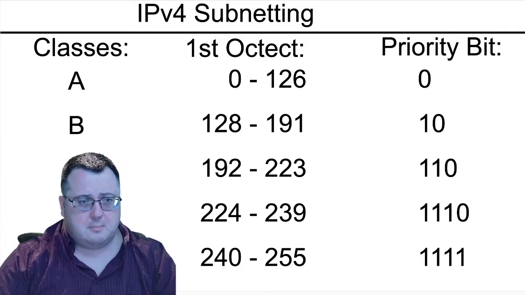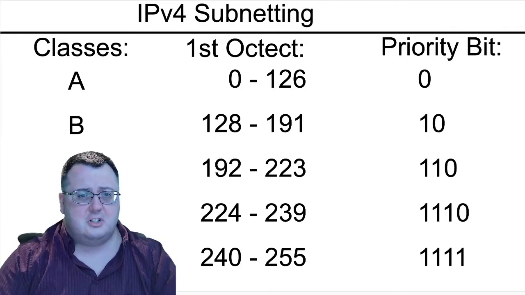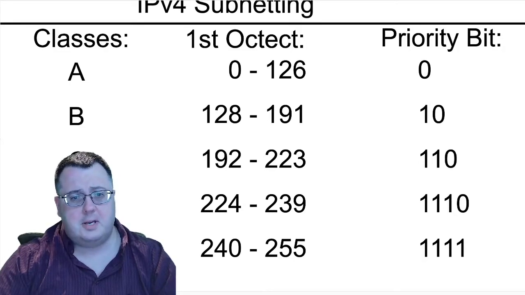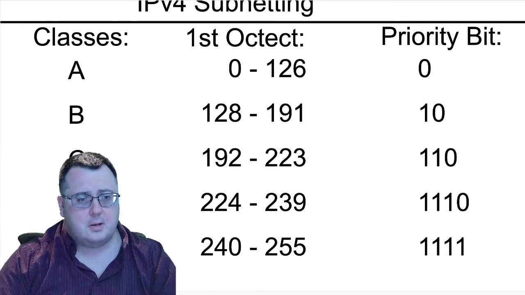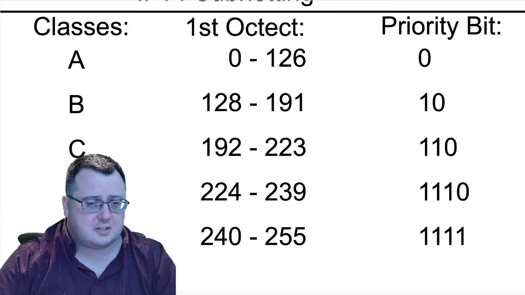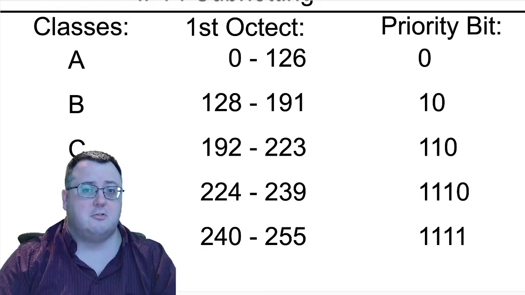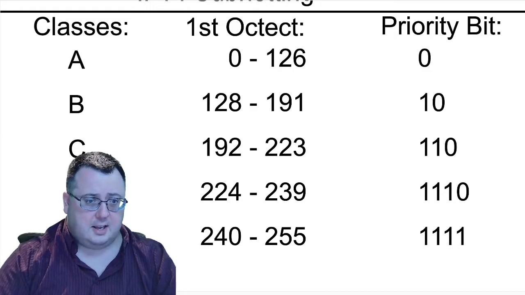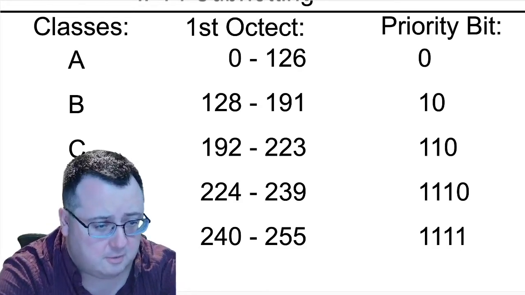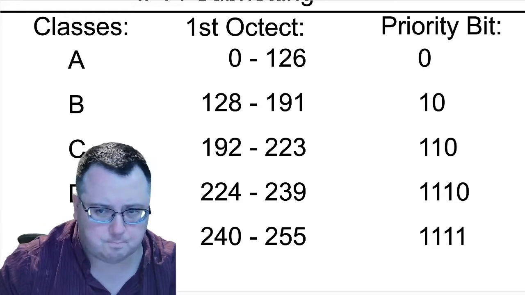In B, these are medium-sized organizations. 128 to 191 will be in the first octet for Class B. Class C will be 192 to 223, and then D and E. D is used for multicast, and it's between 224 and 239 in the first octet, and E is between 240 and 255, and they're really reserved for special use.